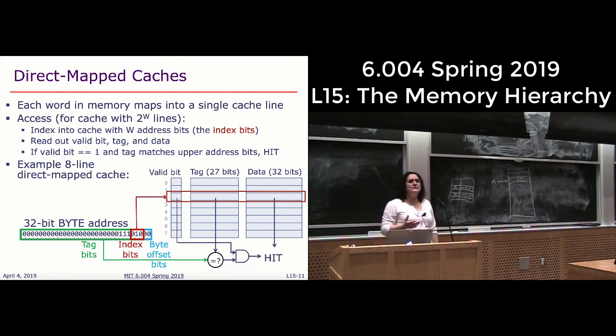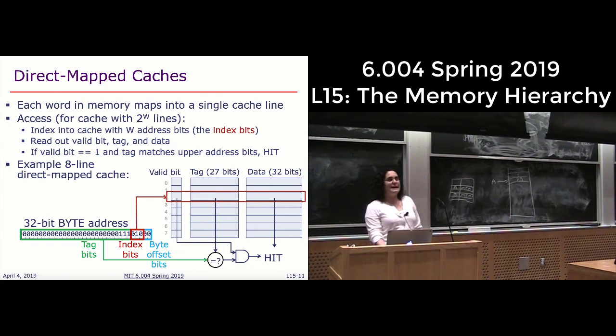Why are they always 0, 0? Anybody? Yeah, addresses are always multiples of 4. Because our addresses are in bytes, but we're accessing words from memory. So the bottom 2 bits are always going to be 0.